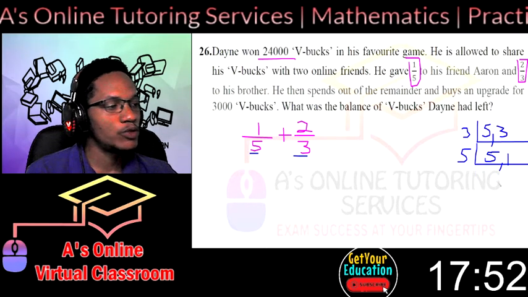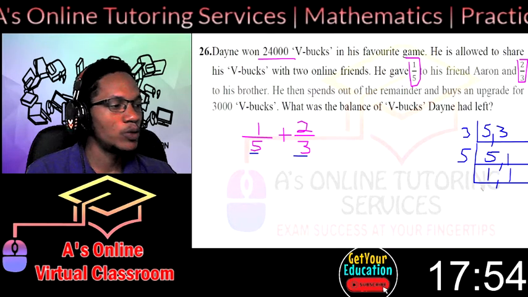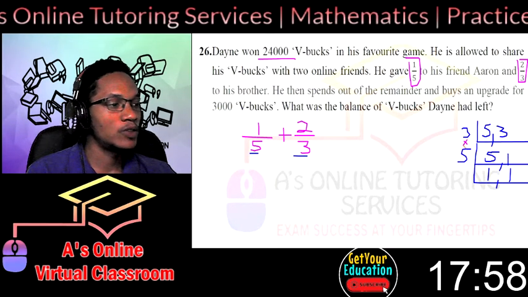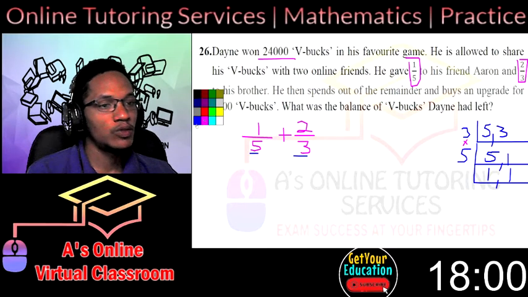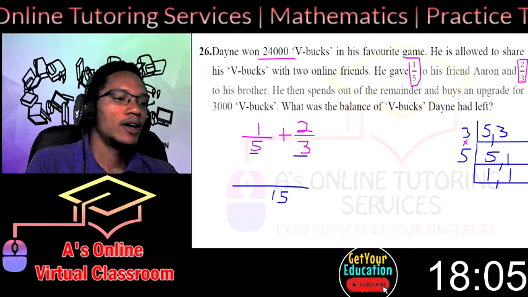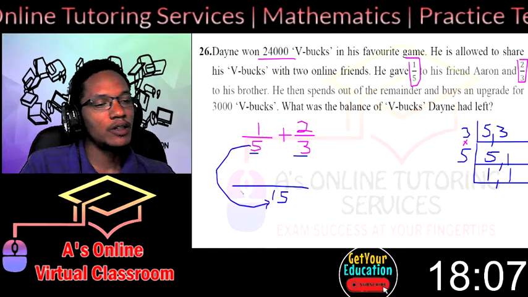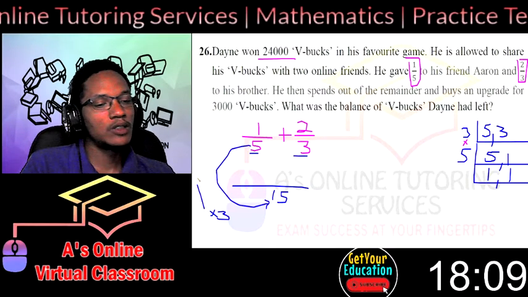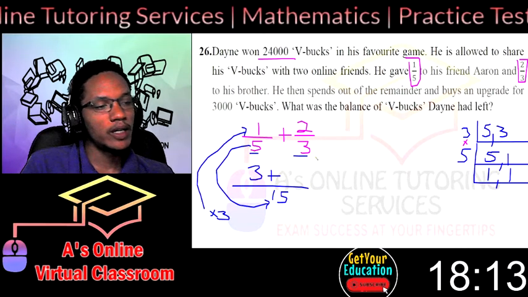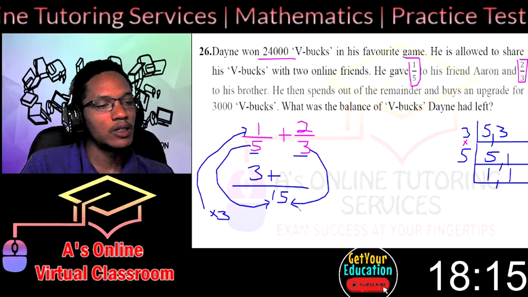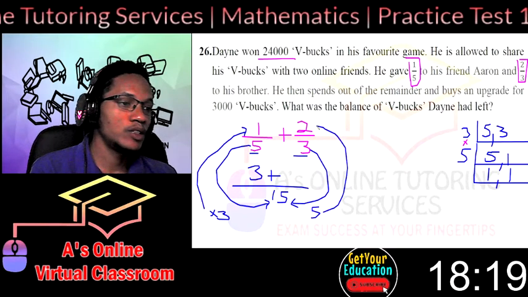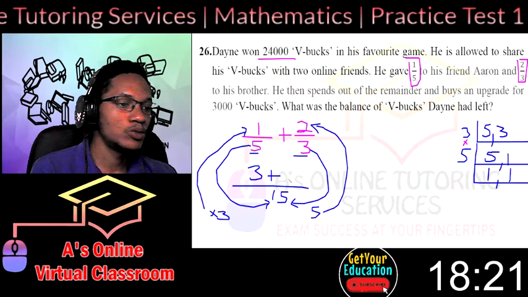5 into 5 is 1, and then we put 1. So the LCM here just so happens to be 3 times 5, which is 15. And then we say 5 into 15 is 3. 3 times the number on top, 3 times 1 is 3. And we do the same thing on the next side. 3 into 15 is 5. 5 times the number on top, 5 times 2 is 10.